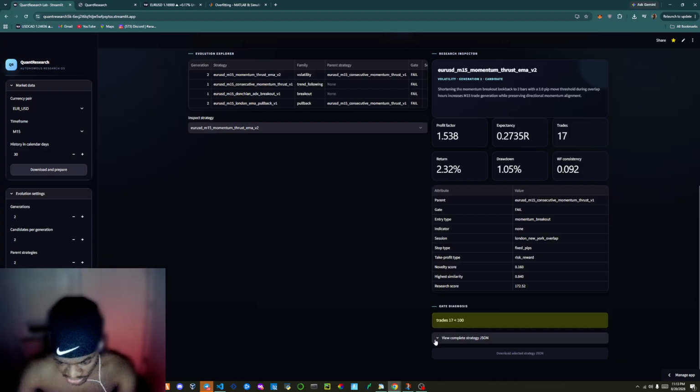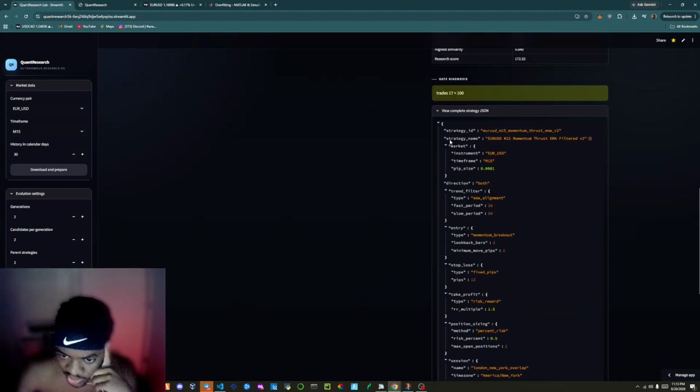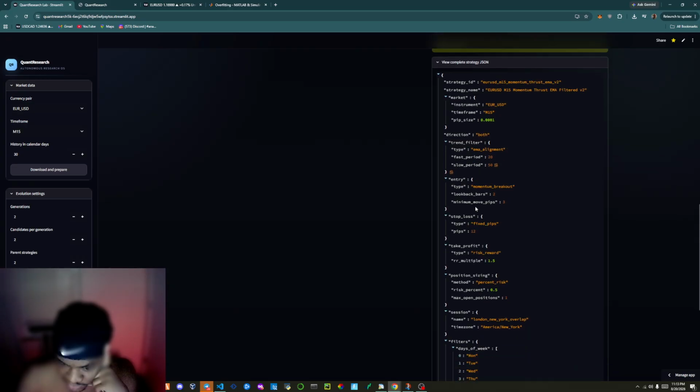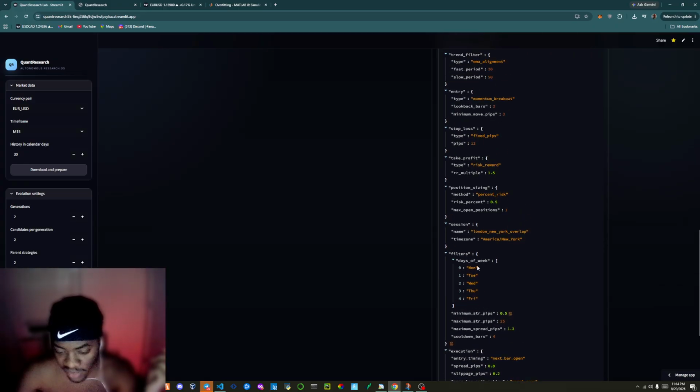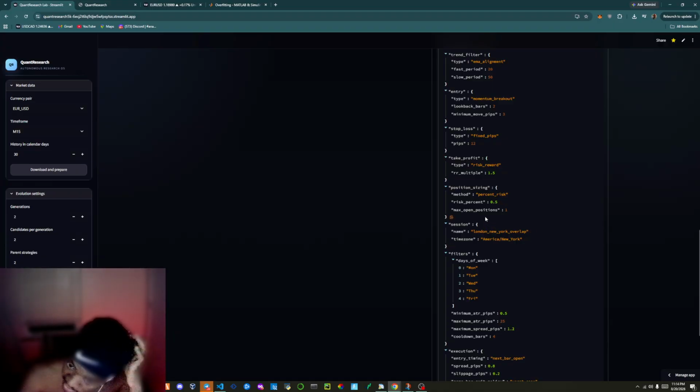And I got the strategy JSON here, so you can see what the strategy exactly entails. So it's EUR/USD on the 15-minute time frame, very small risk size, 0.0001 in pips, micro lots. Direction, we're doing buys and shorts. EMA alignment, we got some moving average periods, entry criteria, momentum breakout, look back bars 2, minimum move pips 3, stop loss fixed at 12 pips. And actually AI makes all this for you based on your prompt, and then tests other parameters as well.